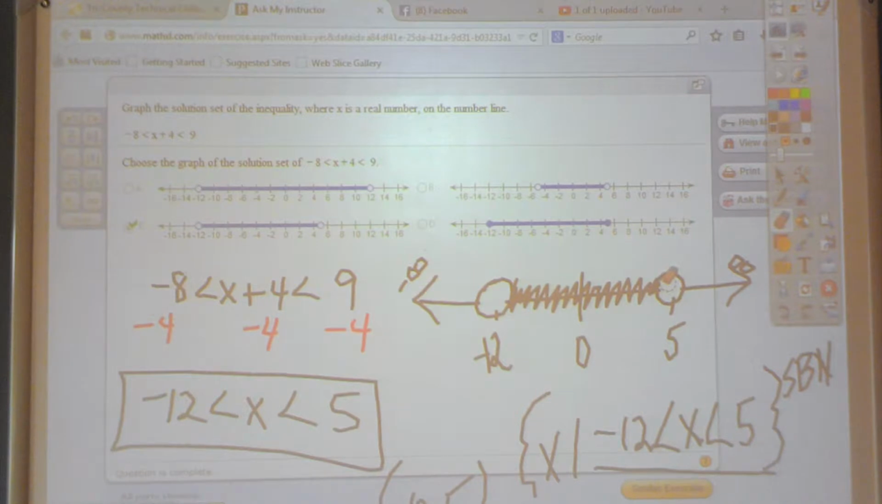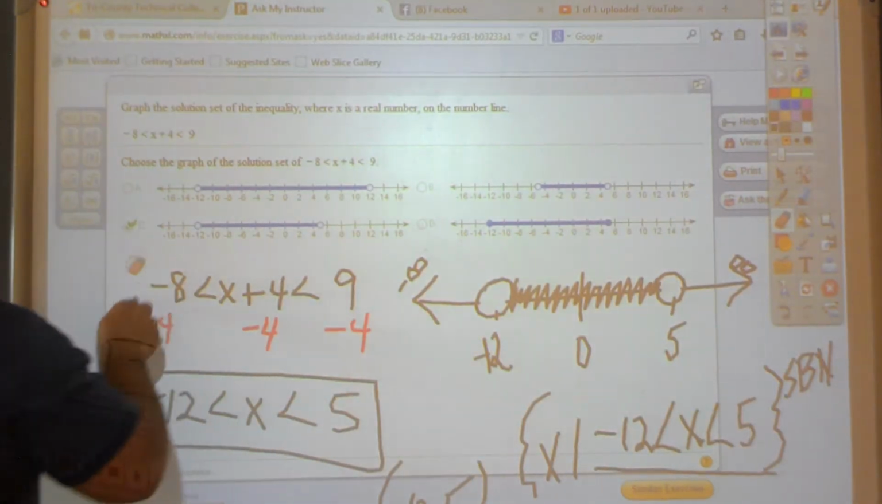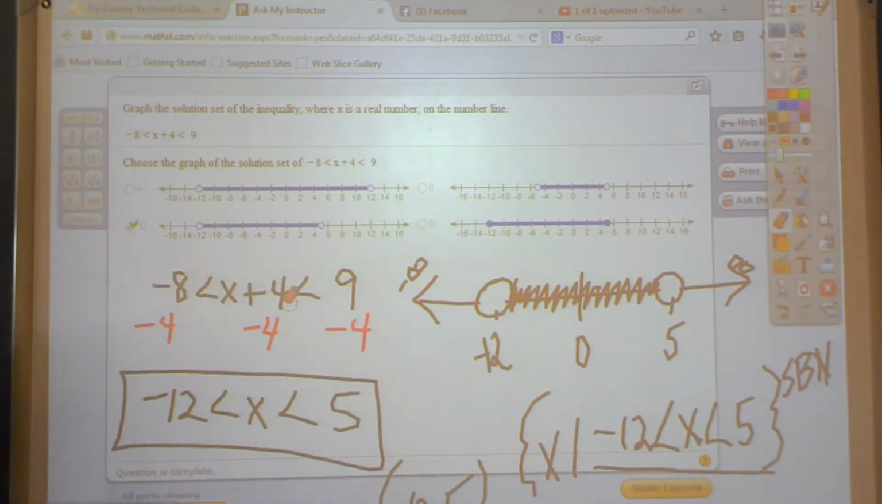Think of it as a bubble. You can use 4.999, but you can't use 5.0. You can use negative 11.999, but you can't use negative 12. If you use negative 12 in this sentence, you will get an untrue statement.